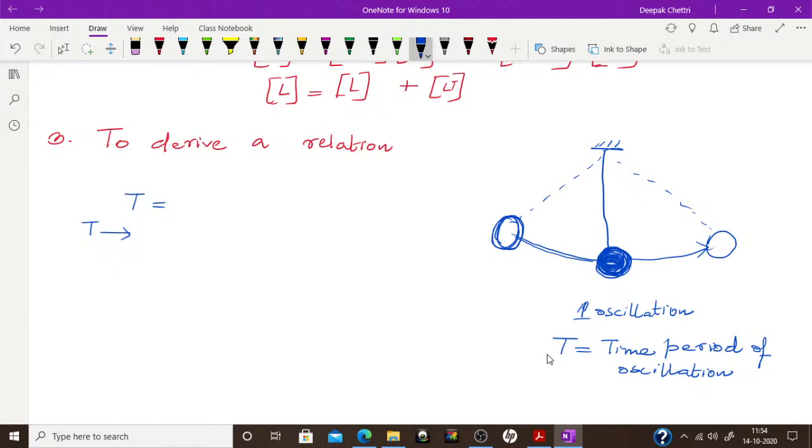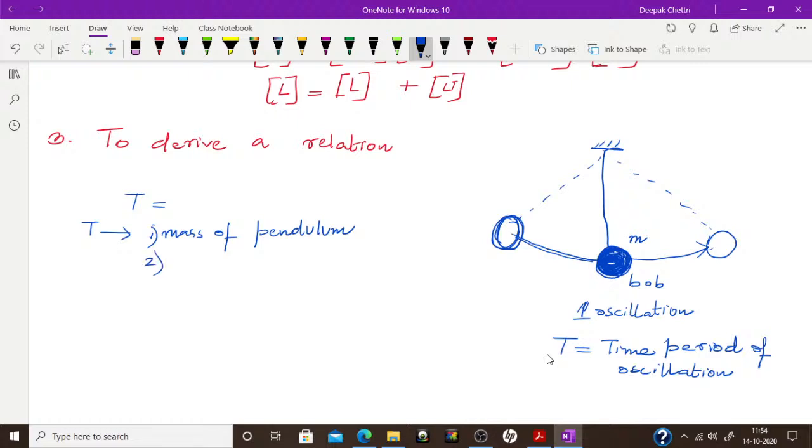Number one, see. So let us say this is called a bob, B-O-B, right? And this is a string. The string is light, its mass is almost 0, but this bob has some mass. Let us call it capital M. So your time can depend, number one, on the mass of the bob, mass of pendulum. Mass of pendulum and mass of bob are the same because the string has almost 0 mass.